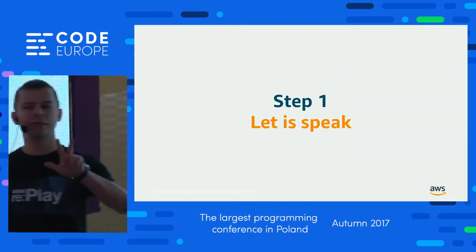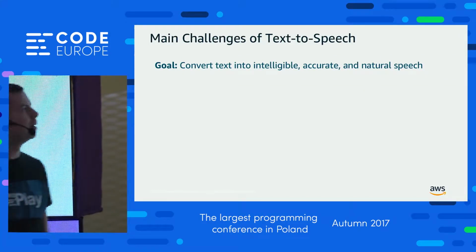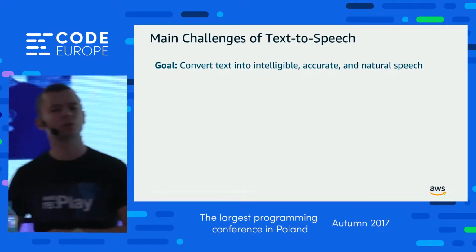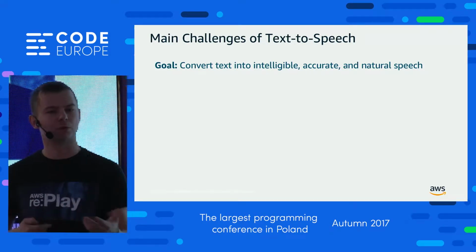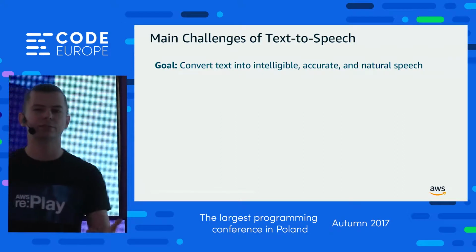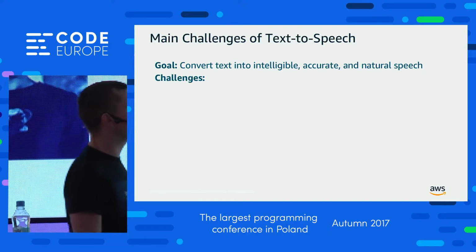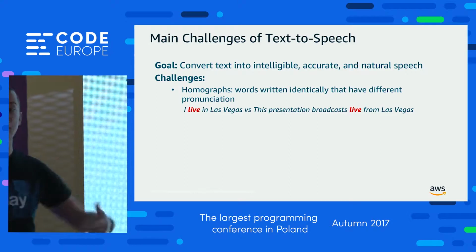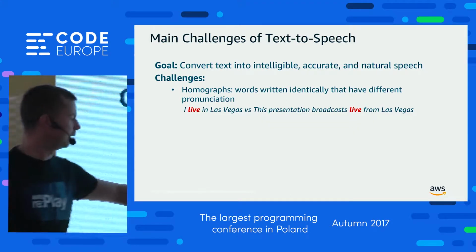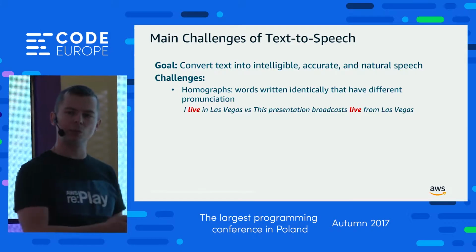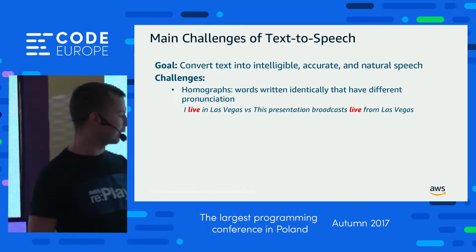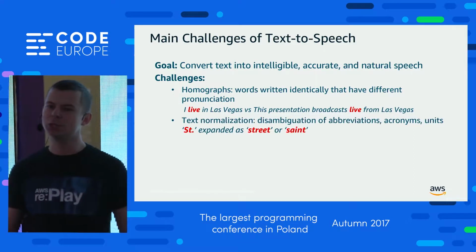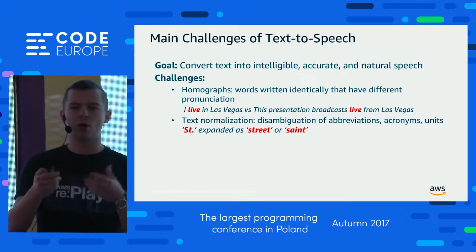We'll be using 3 services besides Lambda. The first is text-to-speech. If you want to provide text-to-speech functionality, it's not easy, because it's not only about reading letters and words. For example, we could have a sentence like "I live in Las Vegas" versus "This presentation broadcasts live from Las Vegas." The same word, live, but depending on the context, you will read it in a different way. Or something like ST: again, depending on the context, this will be street or maybe saint. So you need to understand the context to know how to read it.